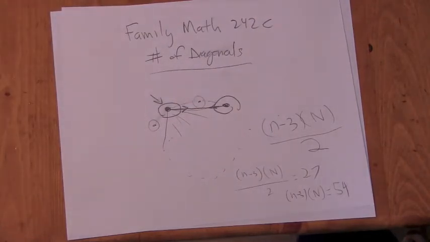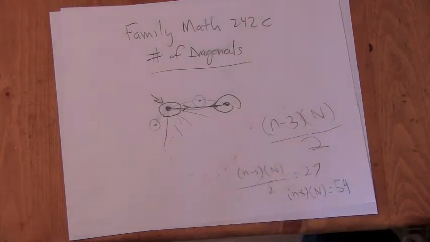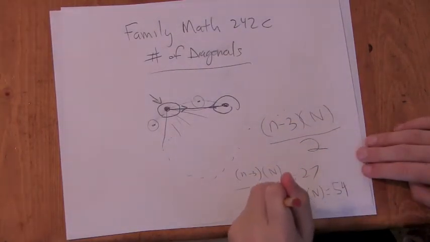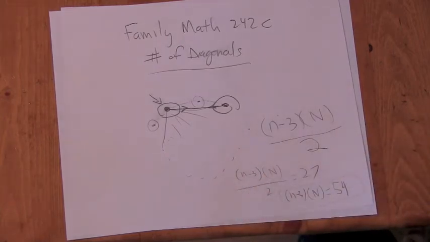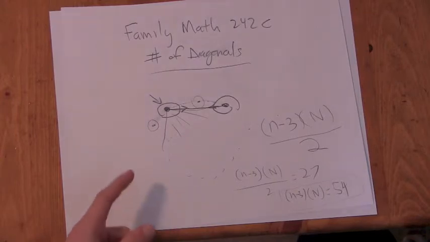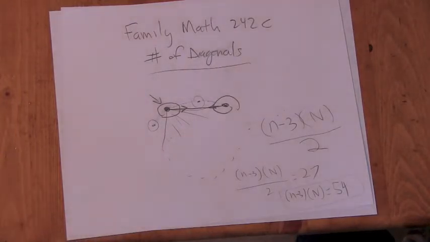Now what are our options for solving this complicated equation? Well, you can use 9 and 6. Okay, that's one option. So how many sides would it have? It would have 9 sides. Okay. You could multiply everything out and use the quadratic formula. You could also look at the divisors of 54 and see which ones are separated by 3.